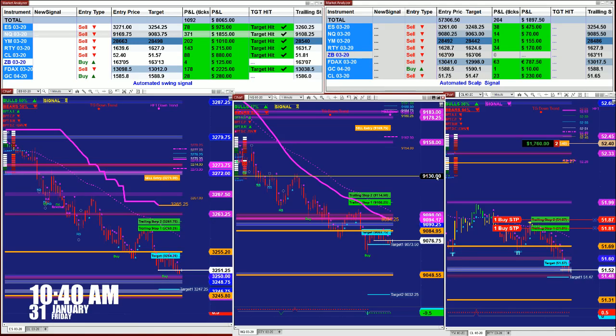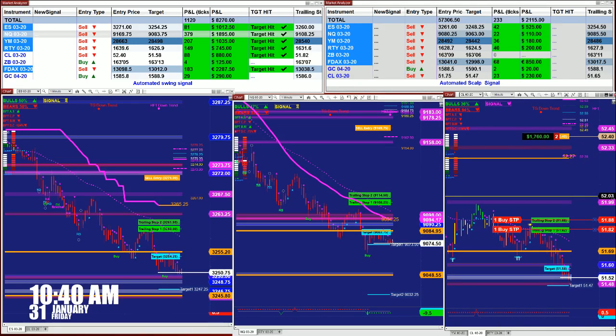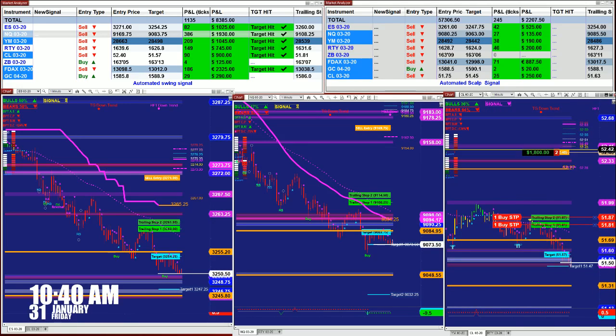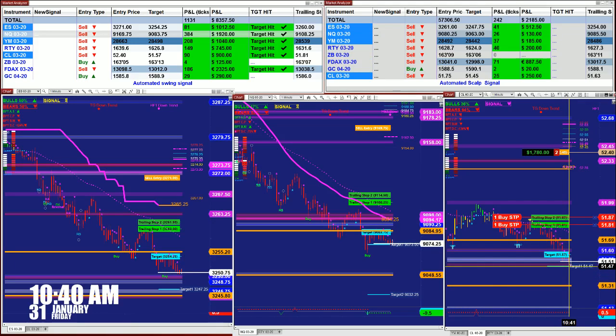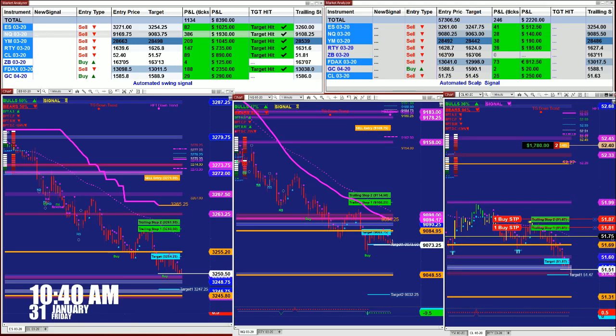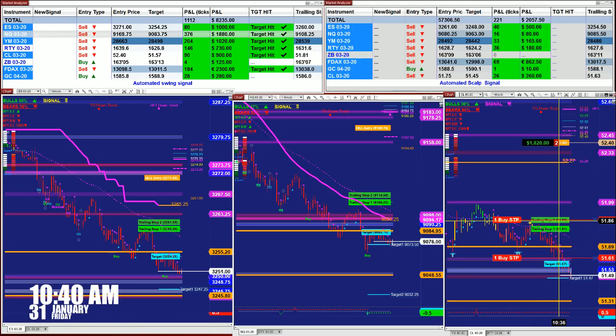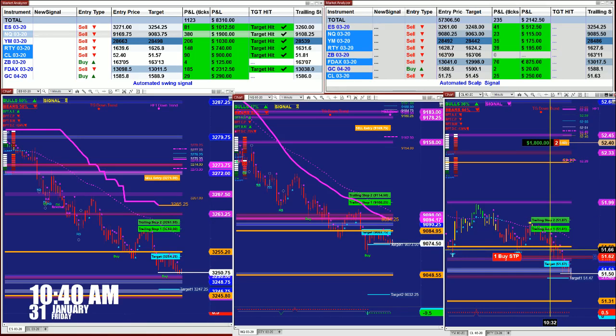Target 1, notice this target 1 on the CL, and we're going to close it. There we go. Look at this target 1, institutional number, profit taken, is done. Is it hard to trade? No, it's not hard to trade. It's just being patient.